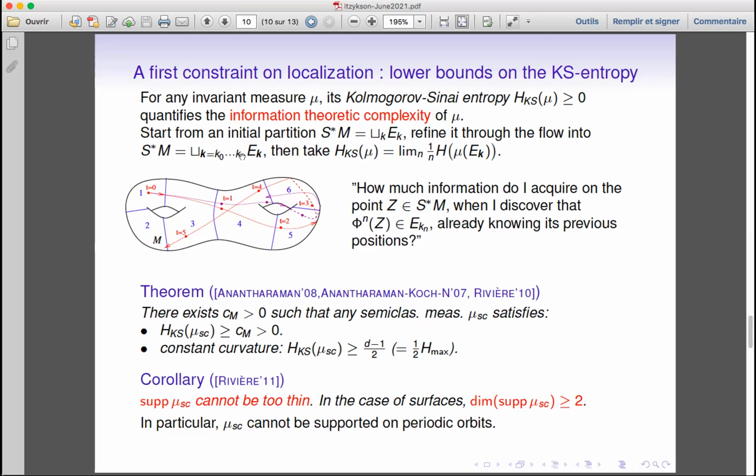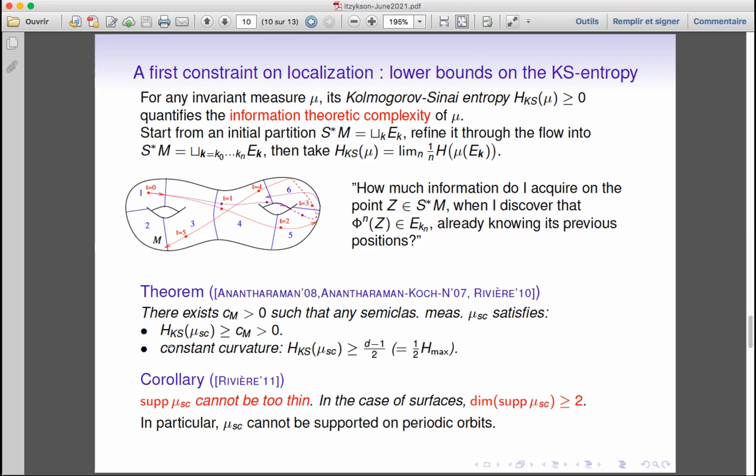So here E with the subscript boldface K corresponds to E subscript K0, K1, up to Kn, the points which are in the set E_K0 at time 0, in the part E_K1 at time 1, in part E_K2 at time 2, etc. So this piece becomes smaller and smaller, and you look at the distribution of the mass on these refined partitions. The growth rate of the Shannon entropy of this gives you the Kolmogorov-Sinai entropy.